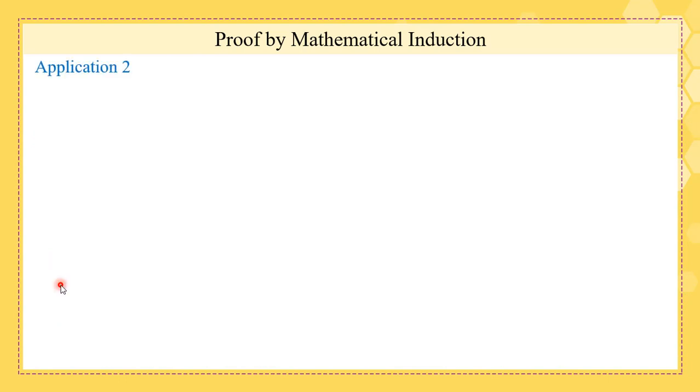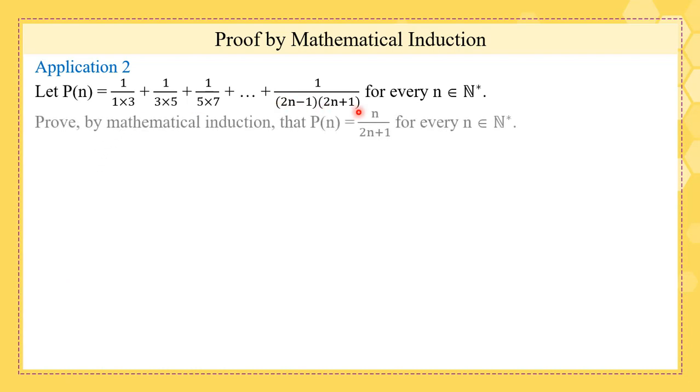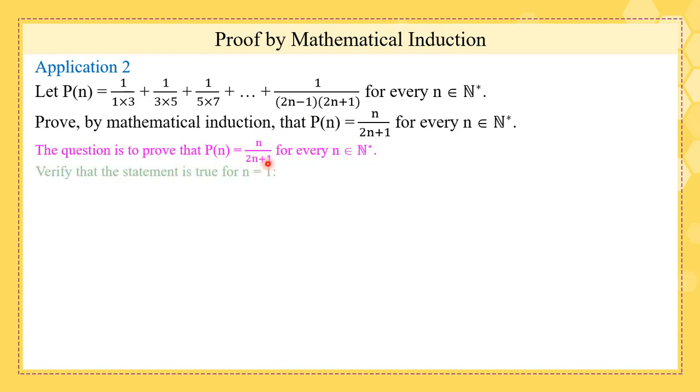Now let's see together this application. P of n is this quantity, and we need to prove that P of n could be written as n over 2n plus 1 for every n belongs to N star. Try to do it alone, use mathematical induction. Let's see. So the question is to prove that P of n could be written in this form.